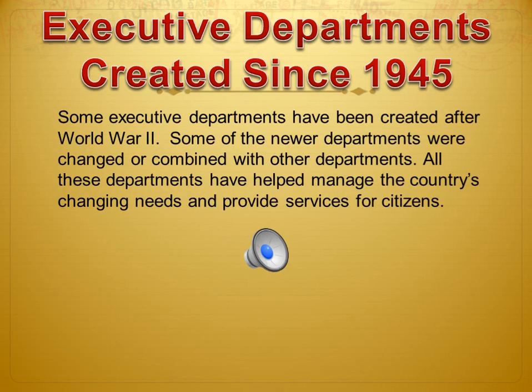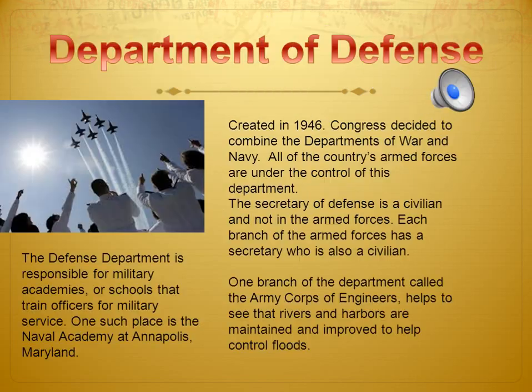This last section of Chapter 6 is going to be closed out with the executive departments that were created since 1945. Some executive departments were created after World War II, and some of the newer departments were changed or combined with other departments. They help manage the country's changing needs and provide services for citizens. The Department of Defense was created in 1949, and it was a combination of the Departments of War and Navy. And so all of the armed forces fall under the control of this department.